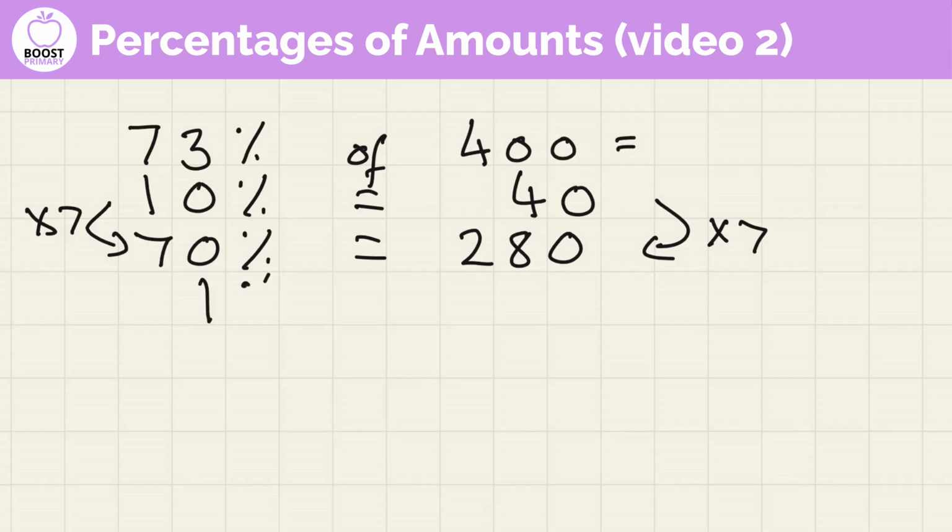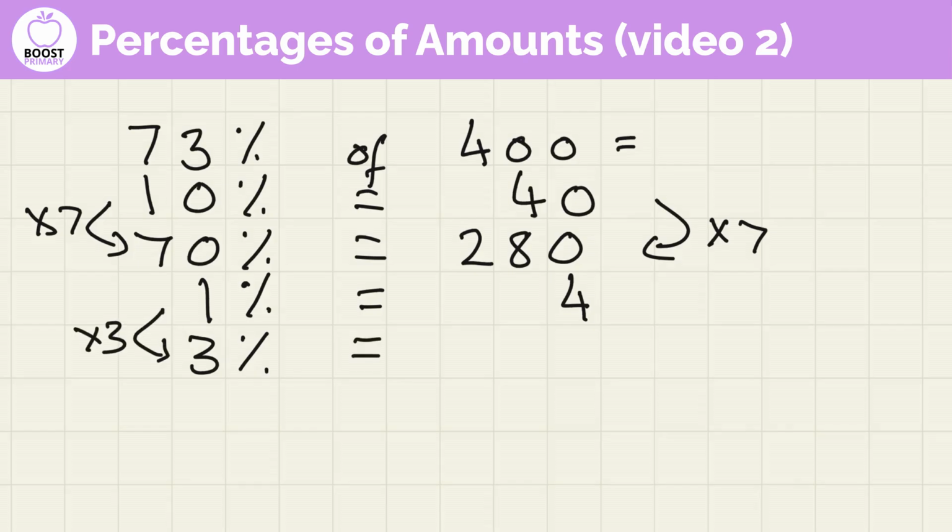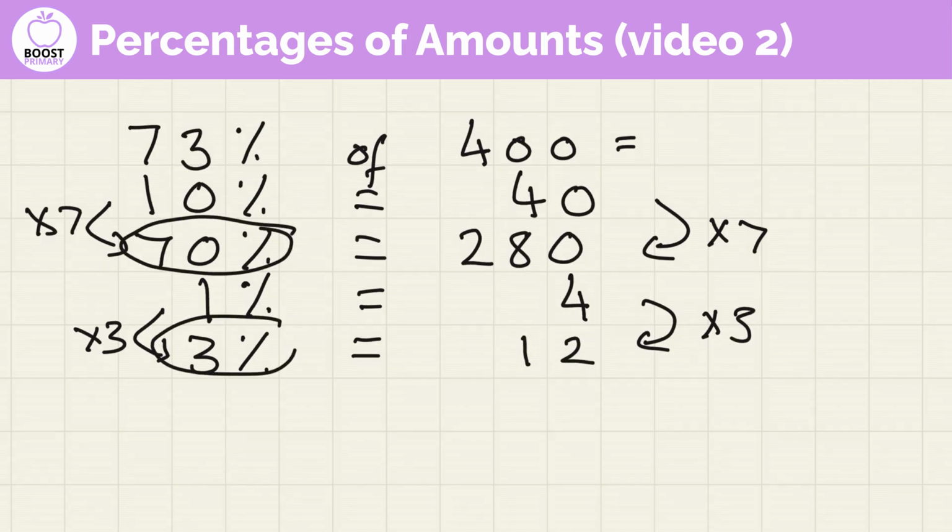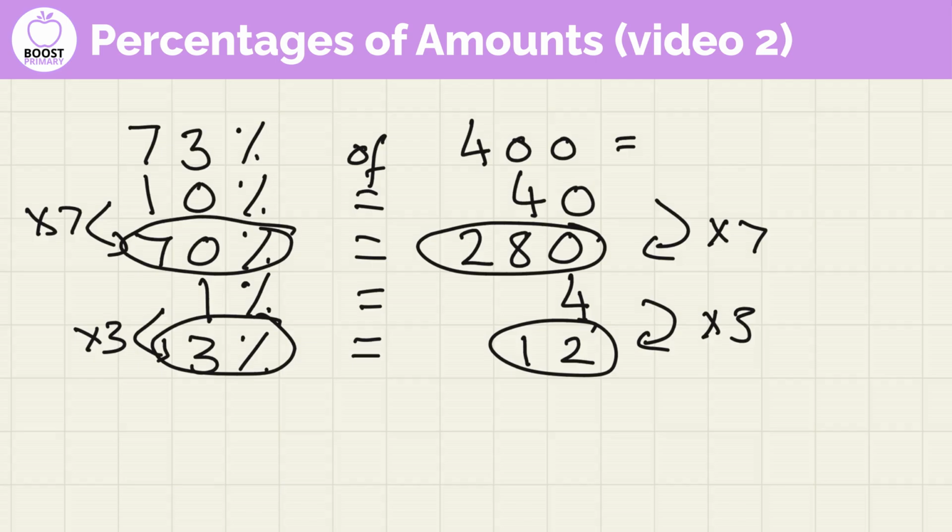Now I'm going to find 1%. 1% of 400 is 4. I'm going to scale that up to 3%. So 4 times 3 is 12. If we put 70% together with 3%, we get 73%. So we need to add 280 and 12. The answer is 292.